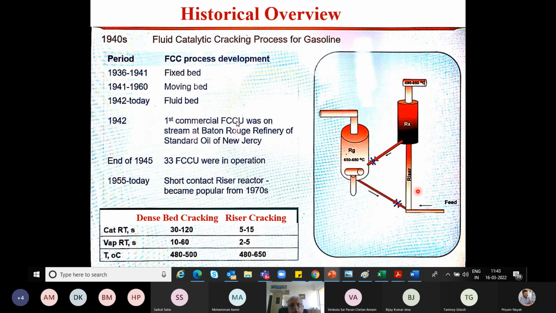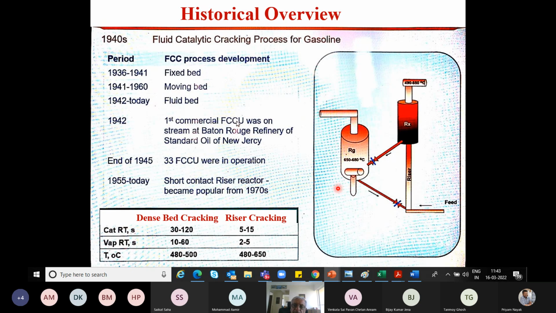So as I explained to you, 1936 to 1941 was the era where none of this happened. It was the fixed bed, the picture that you saw earlier. Then 41 to 60 was like a moving bed, like the type that we learned in the CCR reformer. 1942 till today, it is fluidized bed.